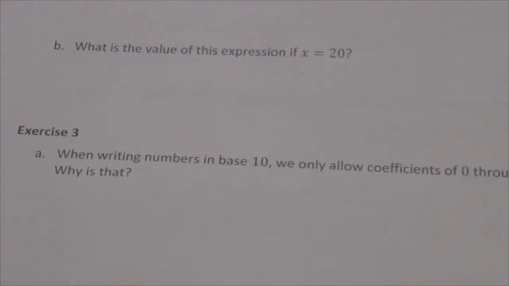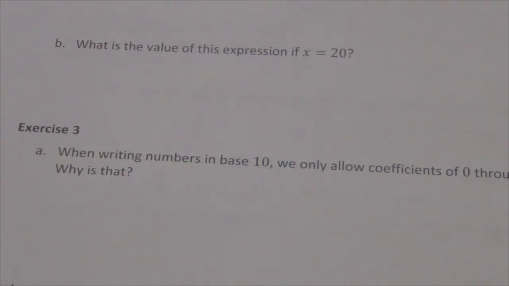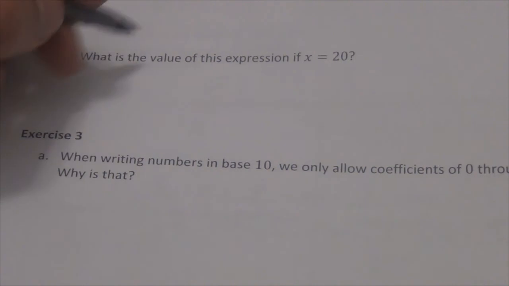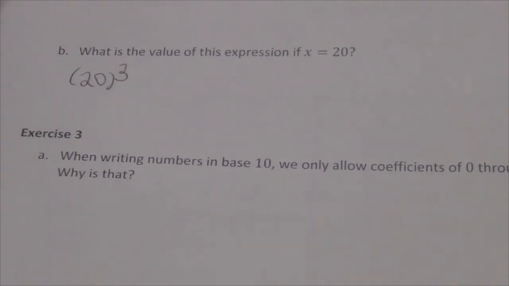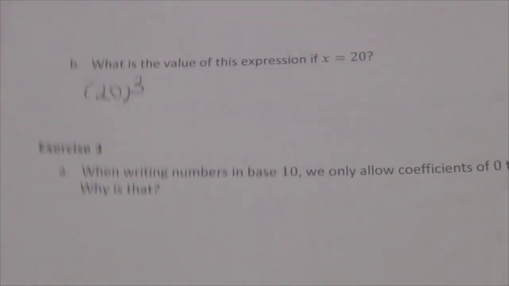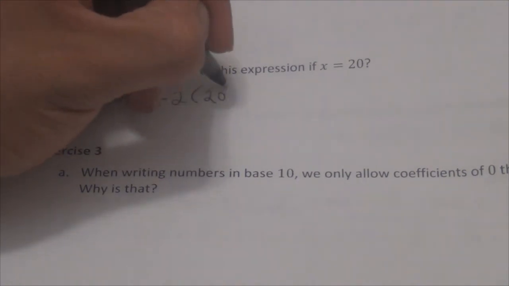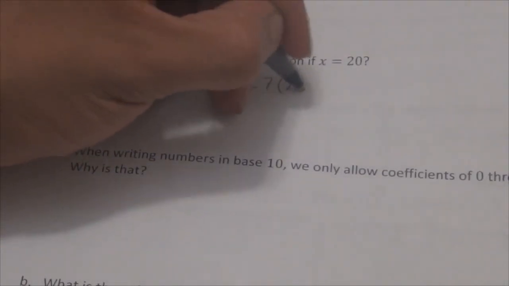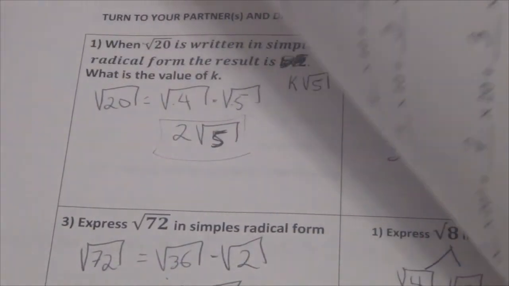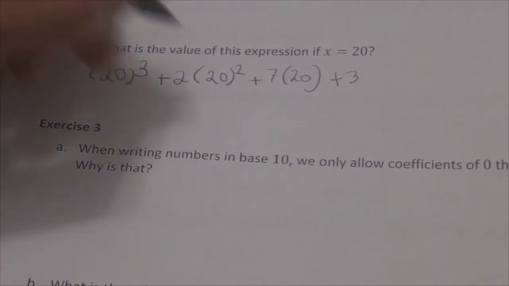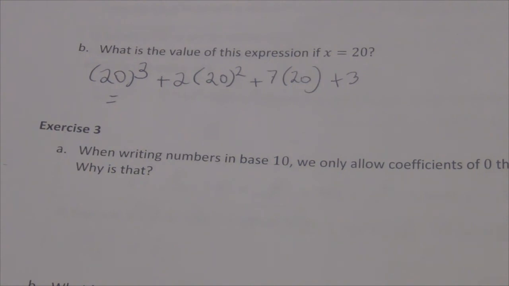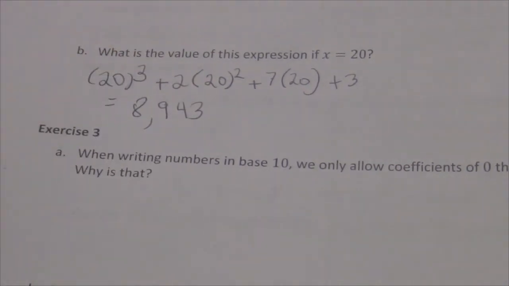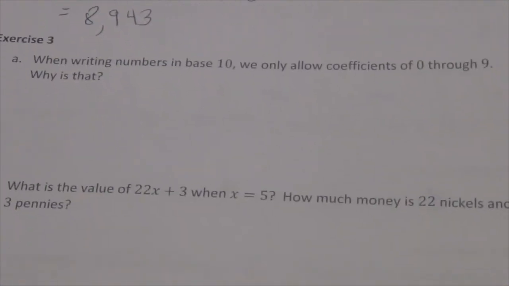So it says, what would happen if x is equal to 20? Okay, so you follow the same process. I'm gonna give you time to answer the question. So you have x to the third power, 2x squared, so you will have 2 times x squared. And then 7x, and then 7x plus 3. Alright, so what is that equal to? Come on, use the calculators. Okay, very good. 8,943.